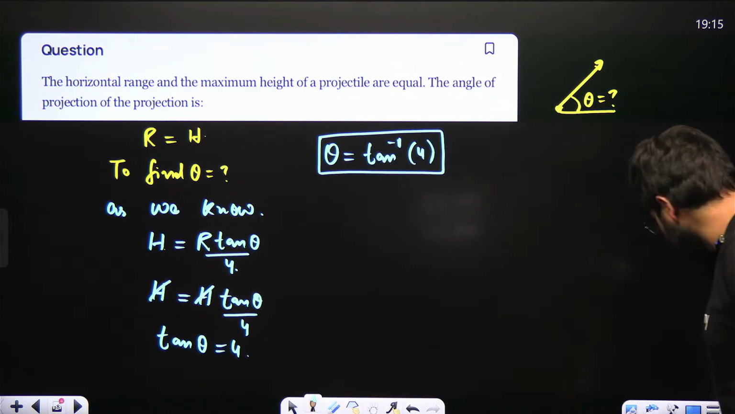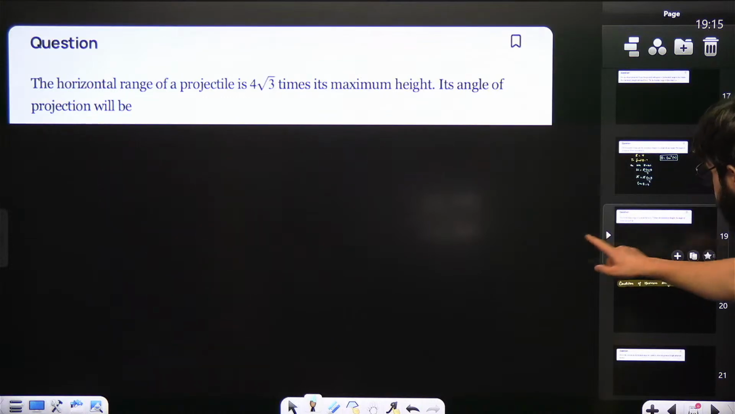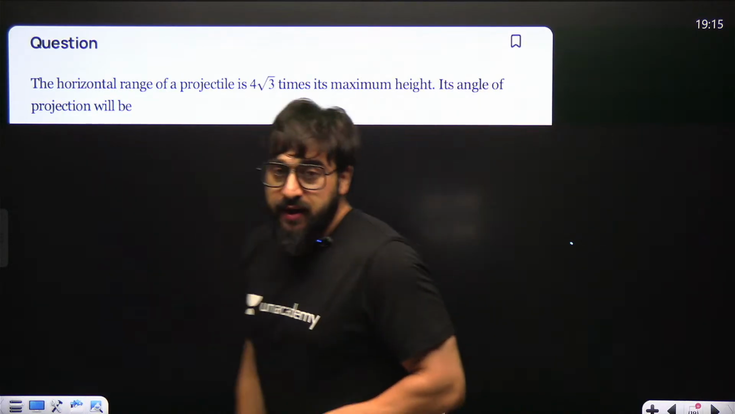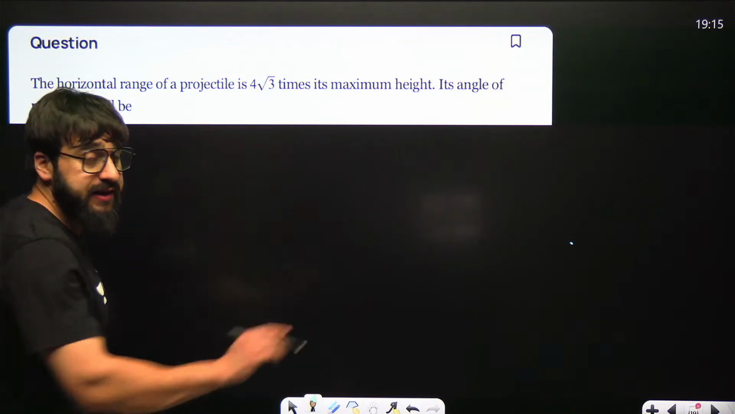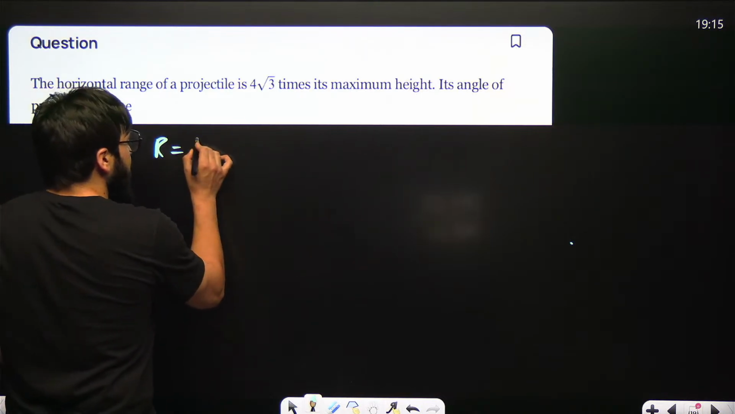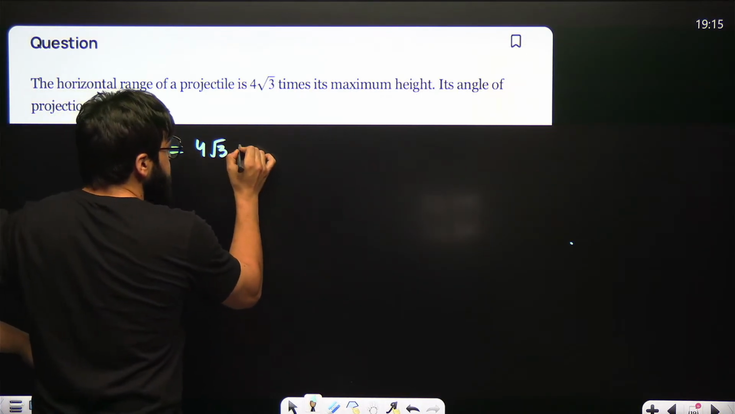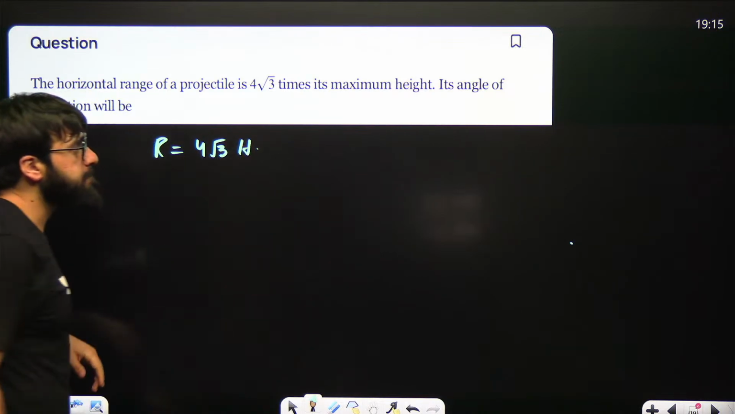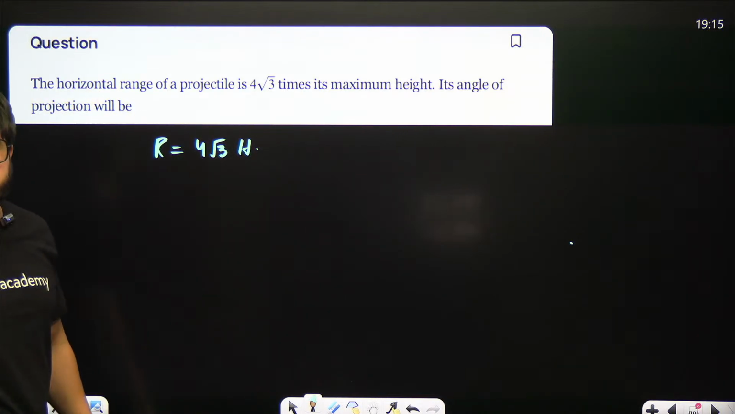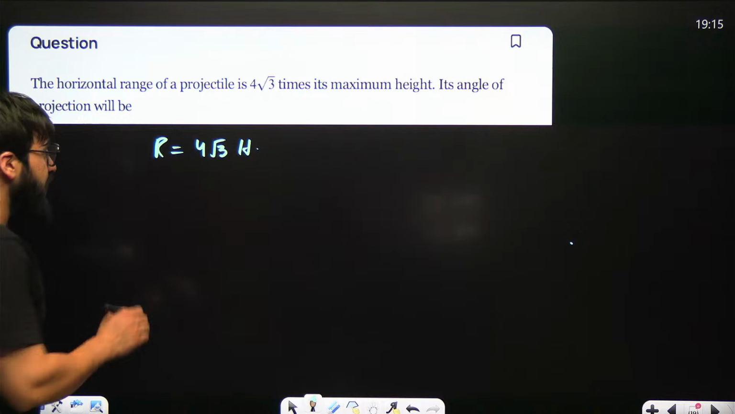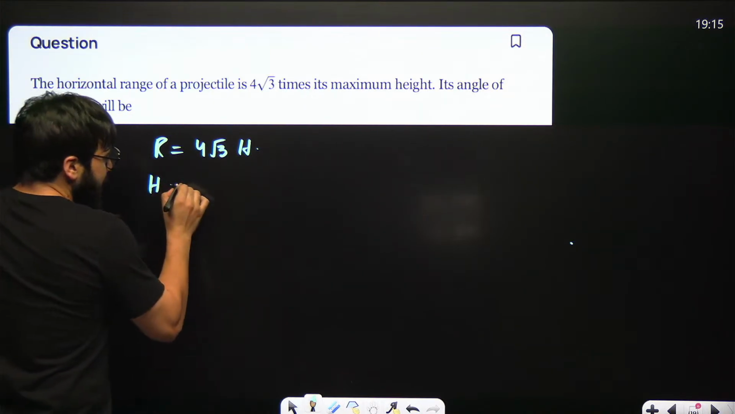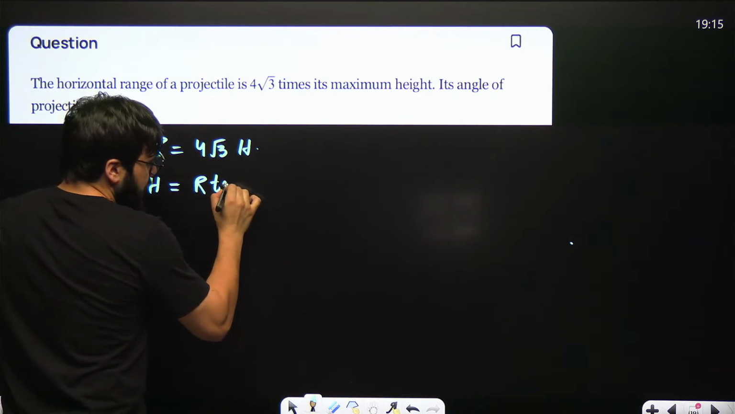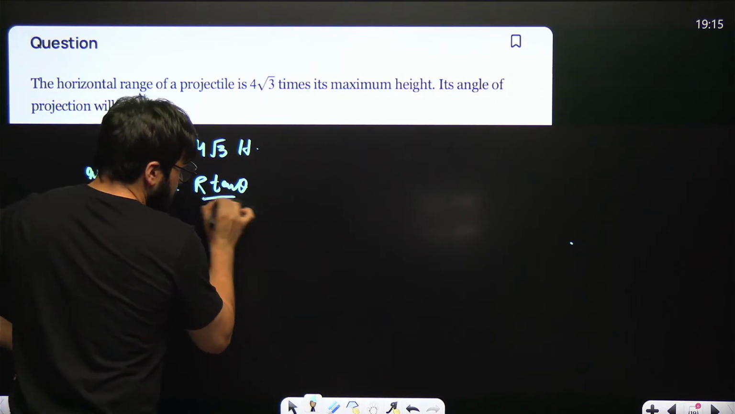Now, let's take a look at the next question over here. In this question, what does it say? The horizontal range of a projectile is 4 root 3 times its maximum height. Its angle of projection is, here also we have to find theta. Guys, what is the relation? Maximum height is equal to r tan of theta divided by 4. Can I write it something like this?